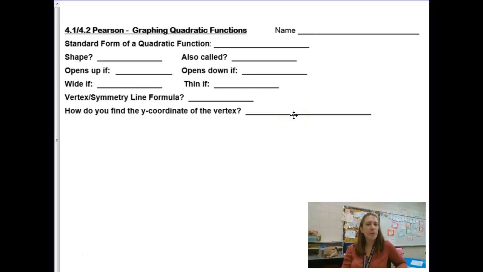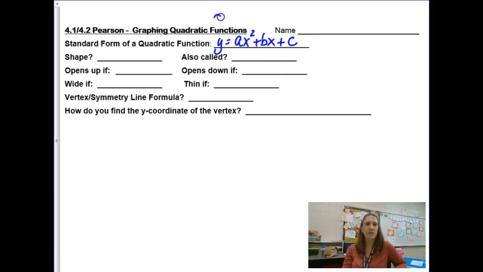In 4.1 and 4.2, we're going to discuss how to graph quadratic functions in a couple of different forms. The first form we're going to talk about is standard form. Standard form is y equals ax squared plus bx plus c, where a, b, and c are all going to be coefficients, numbers, and then x and y are going to be our variables of choice.